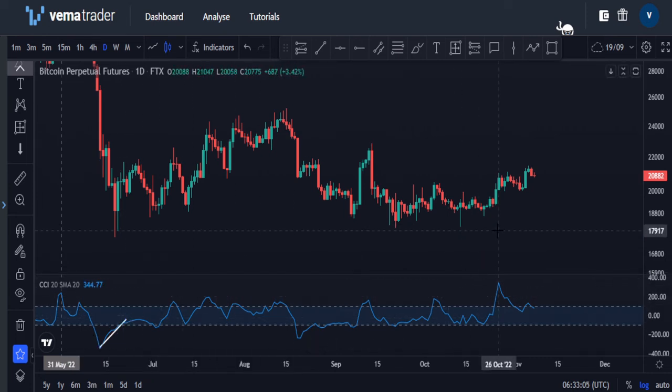CCI is probably, in my opinion, the only indicator that I ever do use. I very rarely use it. It's the only one that I do use. In my opinion, it is by far the easiest for spotting divergence.